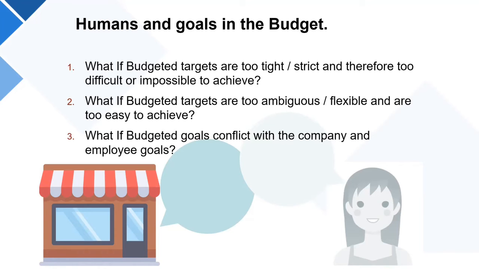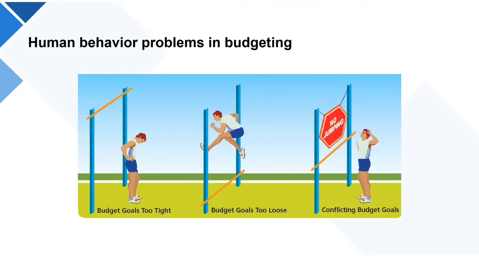What if the budget targets are too ambiguous, too flexible, and too easy to achieve? What will happen there? And what if the budget goals conflict with the company's and the employees' goals? What happens if there is a conflict of interest? What will happen to the budget, and also to the company? Let's illustrate with a diagram, really easy and fast. If the budget is too tight, then you cannot accomplish it. If the budget is too loose, then it is extremely easy to accomplish. And if there is a conflict, then you shouldn't try to accomplish that objective, all right?